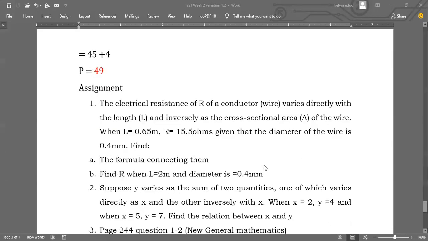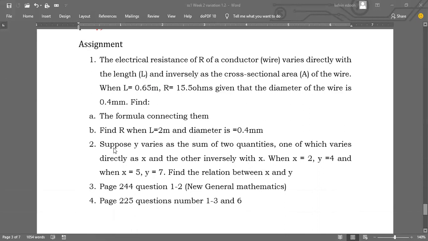So the assignment is this question here. Look at the assignment. Just walk step by step and answer this question. Look at this question, question two.